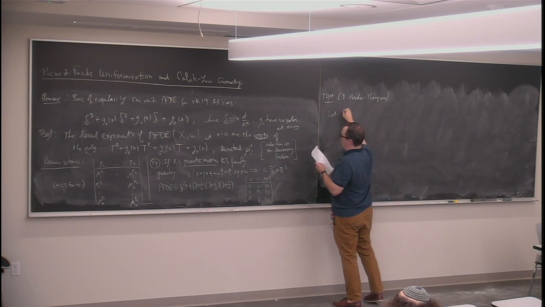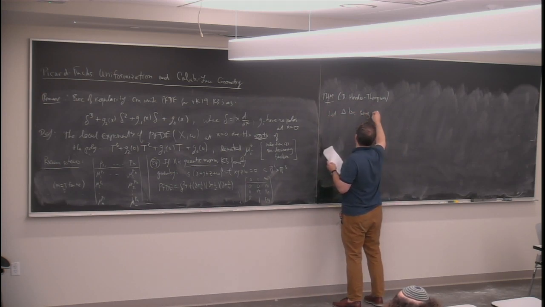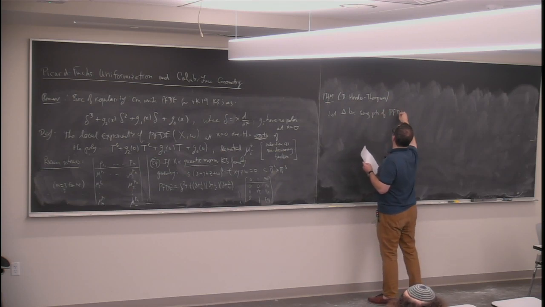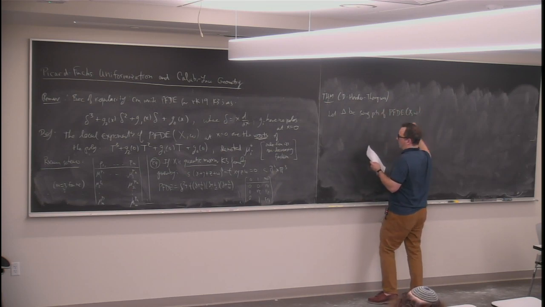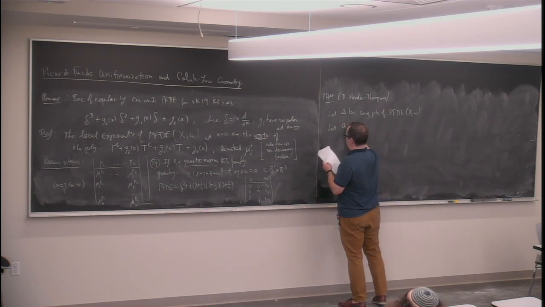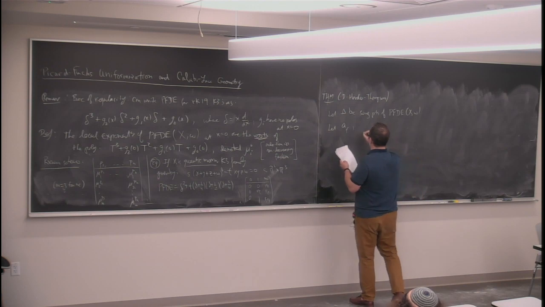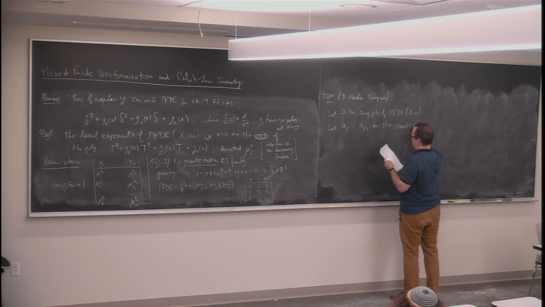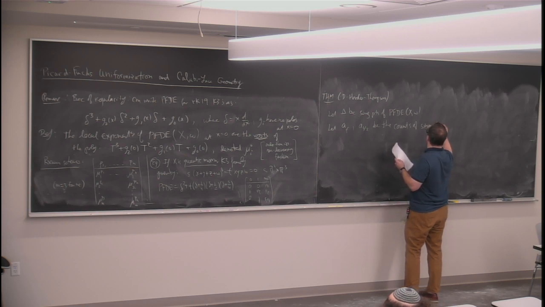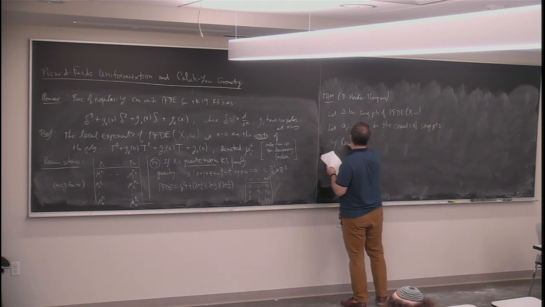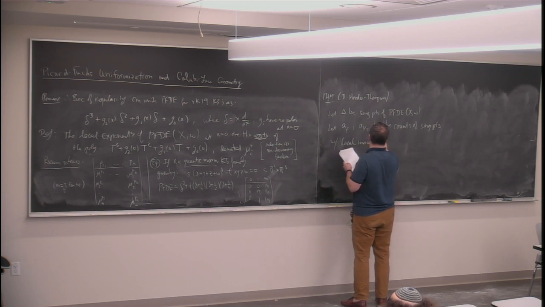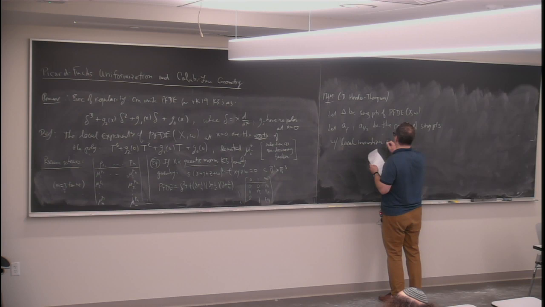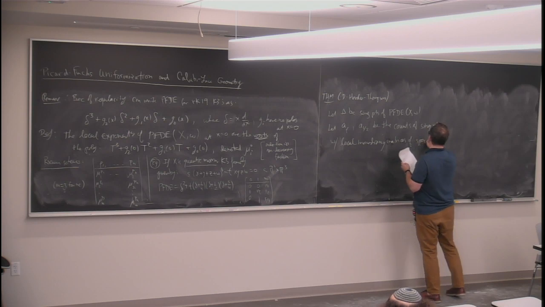Okay, let delta be the singular points of the Picard-Fuchs differential equation. Let a sub 1/2 be the counts of singular points with local monodromy matrices of specified types.